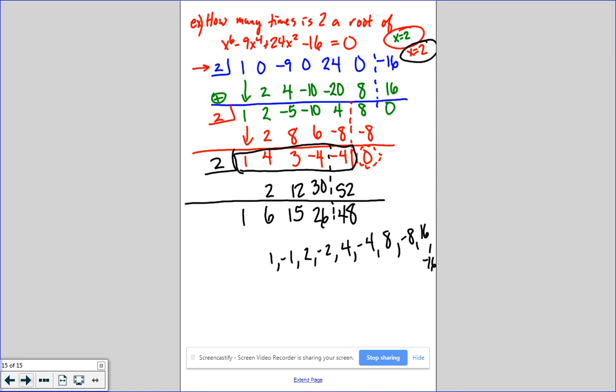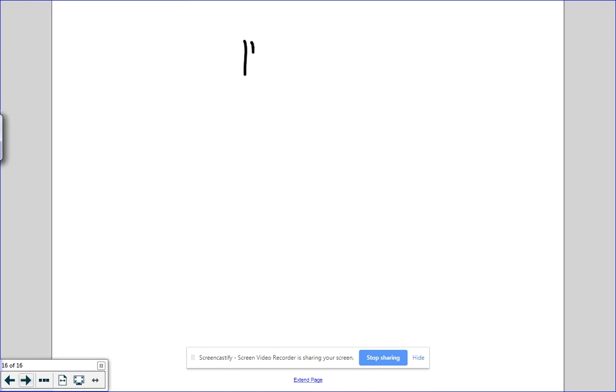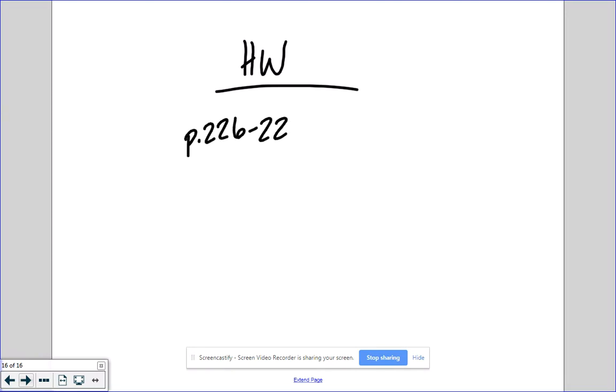All right. Here we go. Synthetic? If you prefer long division, I don't really care. Can we do synthetic for all these problems? Yeah.